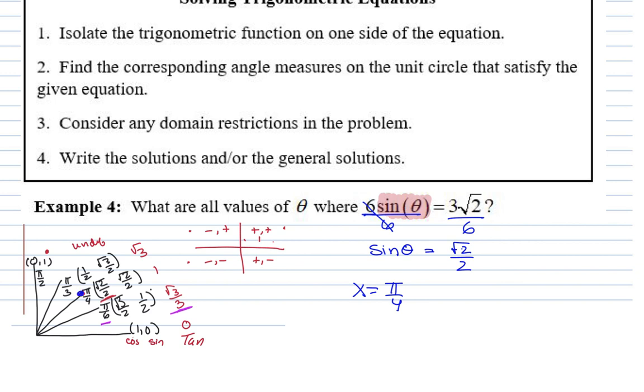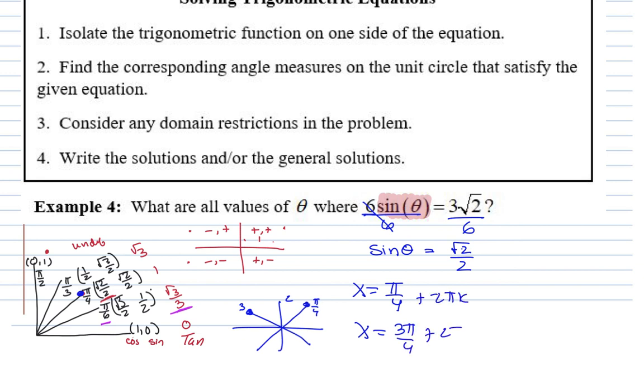And that means it's also going to be positive in the second quadrant. So in the second quadrant, if you go pi over 4, again, this is pi over 4, 3 pi over 4 would be our other one. So we know it's going to be positive in these two quadrants. So it's going to be 3 pi over 4 plus 2 pi k.